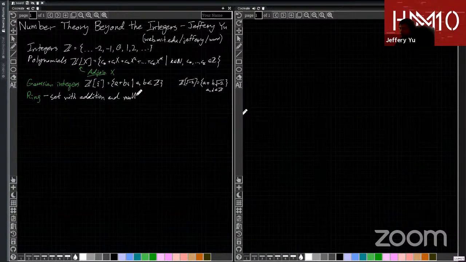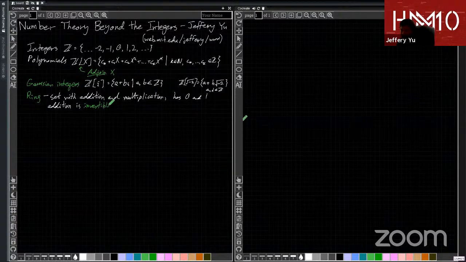So everything needs to be commutative. You need to have associativity. Multiplication needs to distribute over addition. But don't worry about those. The important point is that it has addition and multiplication, and has a 0 and 1. So it has an additive and multiplicative unit. And the other important point is that addition is always invertible. So if you have some number, you can take the negative of that number. And when you add a number and its negative, you get 0, which is the additive identity. But multiplication does not have to be invertible.